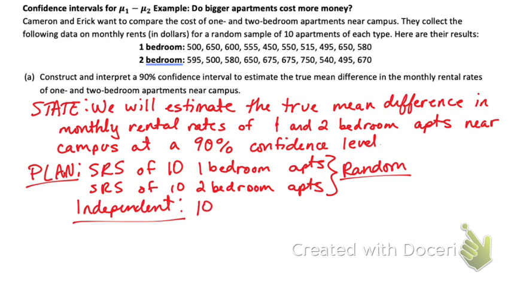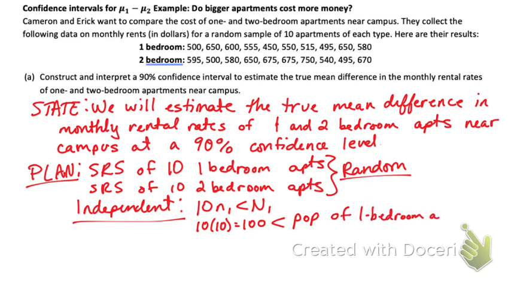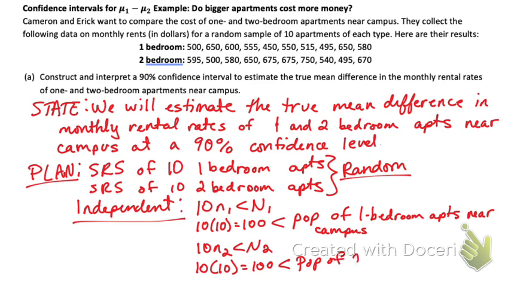10 times n1 has to be less than the population 1. So 10 times 10 is 100. Do you think that there are more than 100 1-bedroom apartments near campus? Probably. Population of 1-bedroom apartments near campus. Yep, that's probably true. And then 10 times n2 has to be less than the population 2. So 10 times 10, again, has to be less than the population of 2-bedroom apartments near campus.